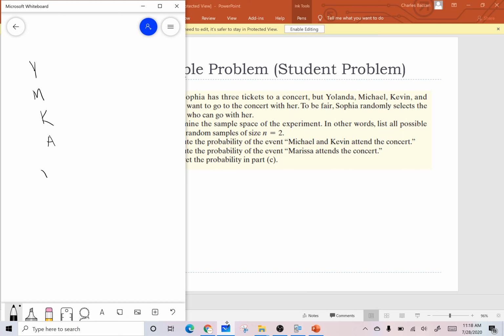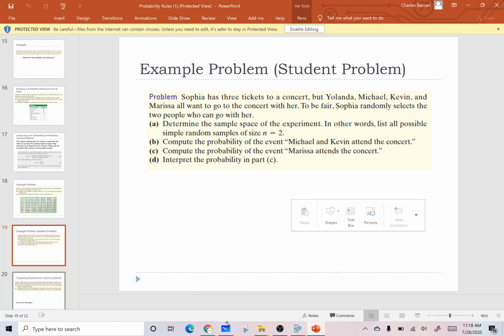So we have YM, YK, and YA. That would be those sets of people. We have MK, MA, and then we have KA. Okay, so one thing to point out, if you do MY, that's still Michael and Yolanda, so that still matches this one. That's why we're not including it. So it asks, what's the sample space of size 2? We have that. There's 6 of them.